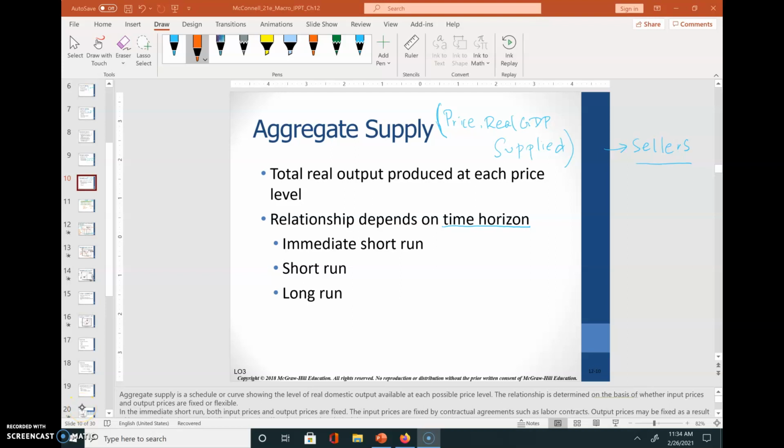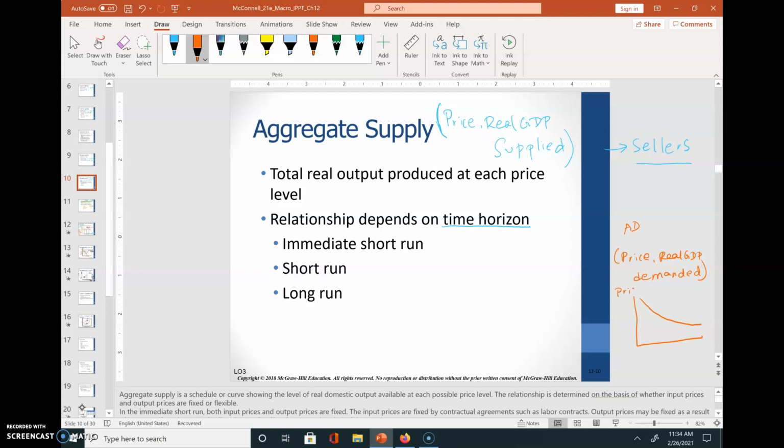Hey all, let's look at the relation between price and real GDP supplied, which is also called the aggregate supply curve. So here we will look at everything from the seller's perspective, unlike the aggregate demand curve. When we looked at the aggregate demand curve, we looked at the relation between price and real gross domestic product demanded.